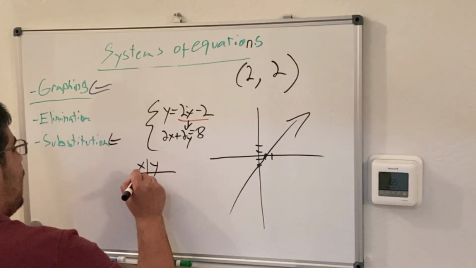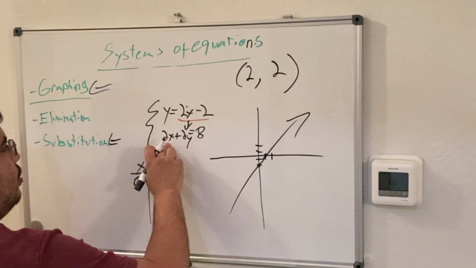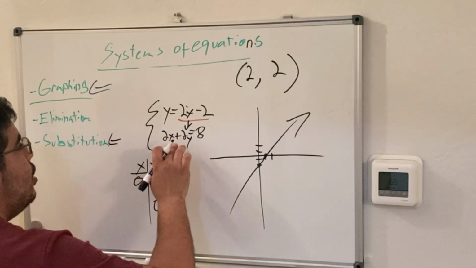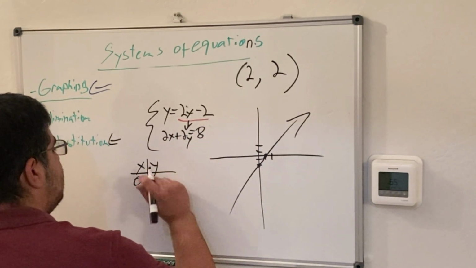All right, if we make x 0 and we make y 0. If we make x 0, 0 times 2 is going to be 0. So we just get 2y equals 8. So that means y is 4, sorry.